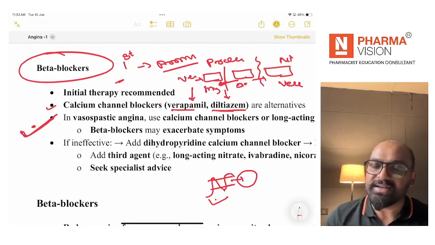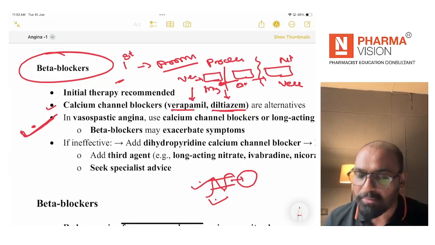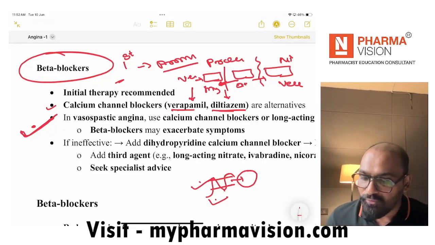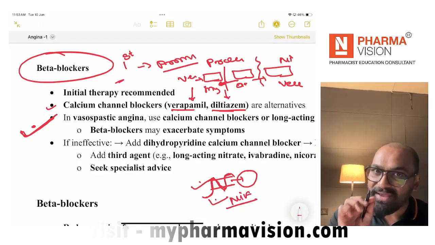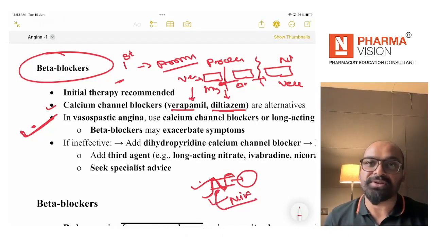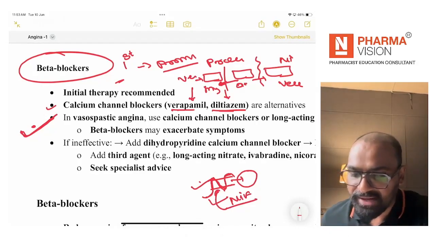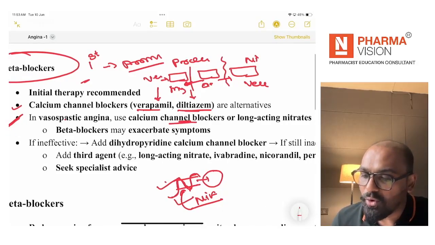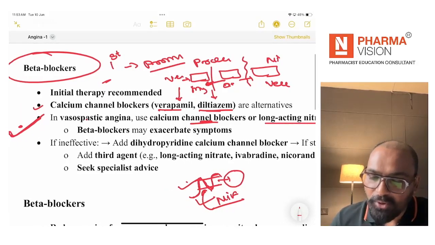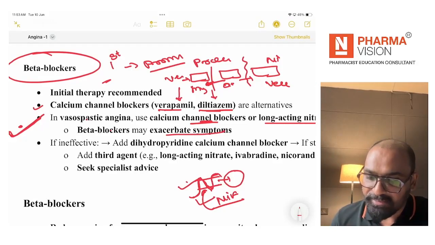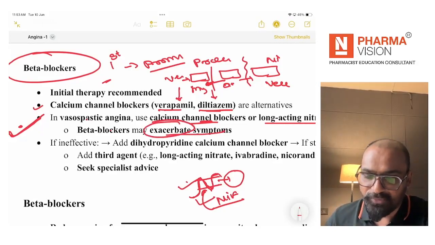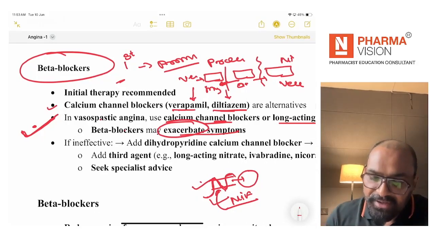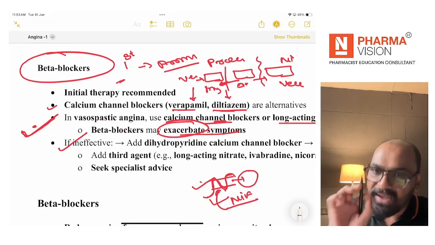ओके, तो बीटा ब्लॉकर्स नहीं देना है। नॉर्मल एंजाइना में बीटा ब्लॉकर्स कंसिडर एज फर्स्ट लाइन ट्रीटमेंट। यहाँ पे कैल्शियम चैनल ब्लॉकर्स प्ले इंपॉर्टेंट रोल। जो वेस्कुलर कैल्शियम चैनल ब्लॉकर्स हैं जैसे कि नेफिडिपिन वाला ग्रुप है, दे आर प्लेइंग वेरी इंपॉर्टेंट रोल इन वेजोस्पेस्टिक एंजाइना। दिस इज वेरी वेरी इंपॉर्टेंट टू अंडरस्टैंड। Vasospastic angina use the calcium channel blockers or long acting nitrates. Beta blockers में exacerbate symptoms, exacerbate मतलब worse करेगा.